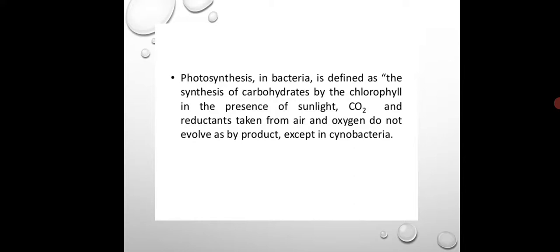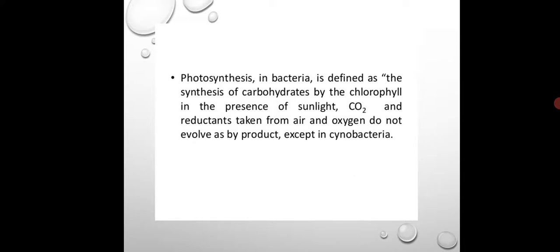There is just one exceptional case: cyanobacteria. Cyanobacteria are able to produce oxygen as a byproduct. But other photosynthetic bacteria like purple sulfur bacteria, green sulfur bacteria, purple non-sulfur bacteria, and Rhodopseudomonas are unable to produce oxygen as a byproduct, that is, during the photosynthesis reaction. Only cyanobacteria are able to produce oxygen in the photosynthesis reaction.